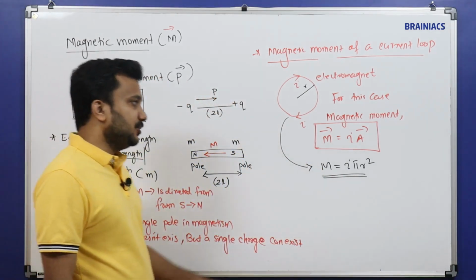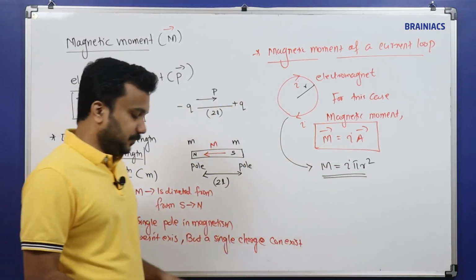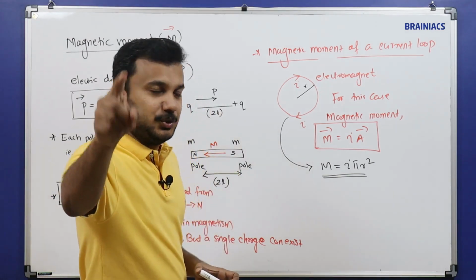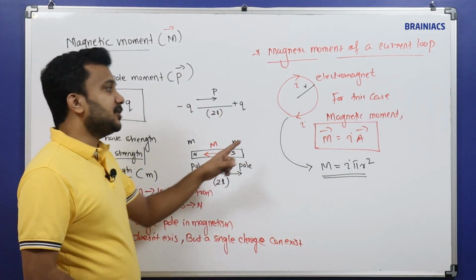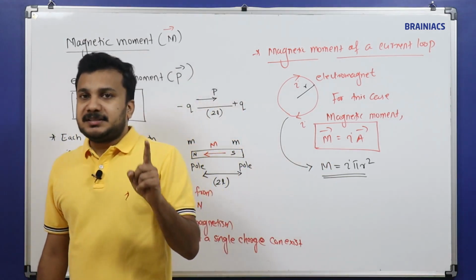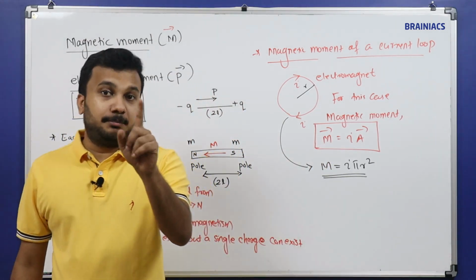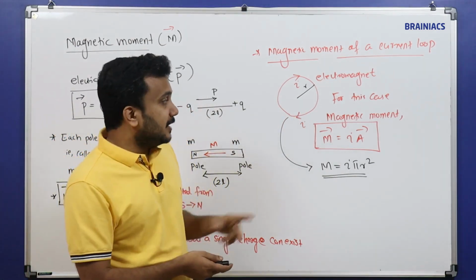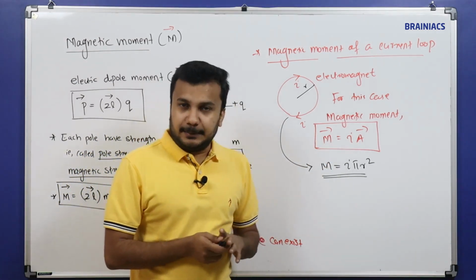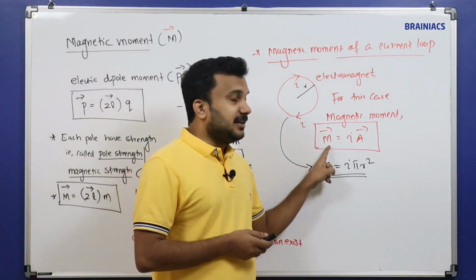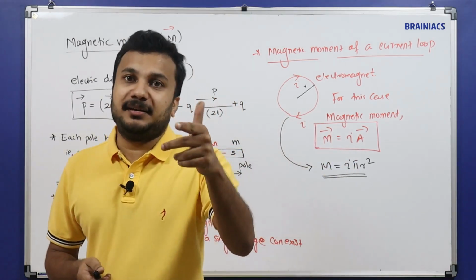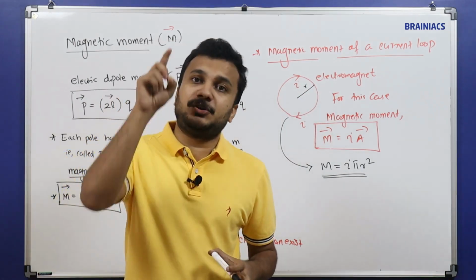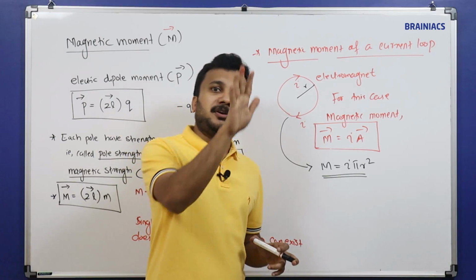I is the current flowing through the loop, r is the radius, and pi r square is the area. The next question is, how can I find out the direction of magnetic moment? Magnetic moment is a vector quantity. We know magnetic moment is equal to I into vector A, so magnetic moment is in the direction of vector A. This is a circle, so the area vector is perpendicular to the plane.